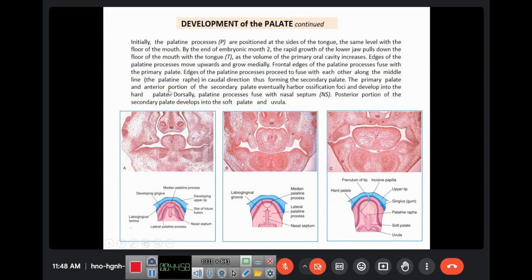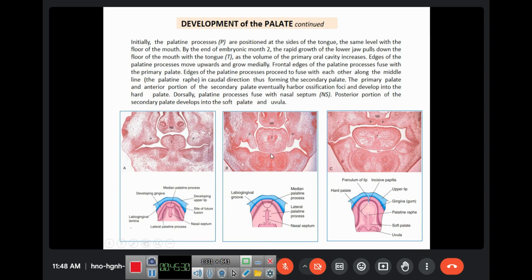So this is the section of the developing embryo's head, the frontal section. So here you can see the palatine processes, left and right. They start to grow towards the midline. The oral cavity is seen here with the tongue. At first, the volume of the oral cavity is too small, but then the volume of the oral cavity increases.